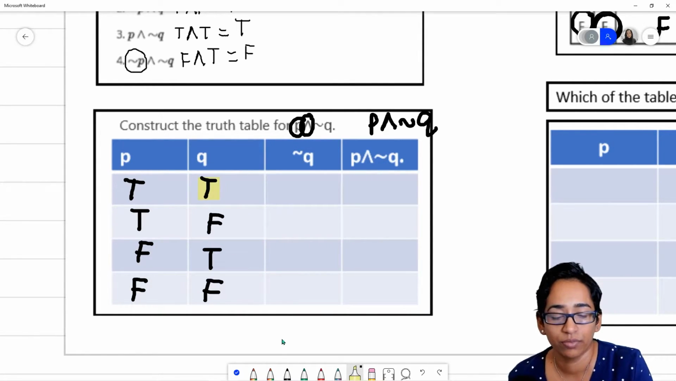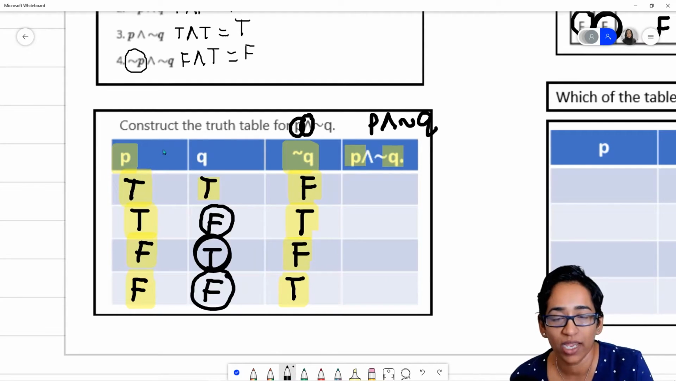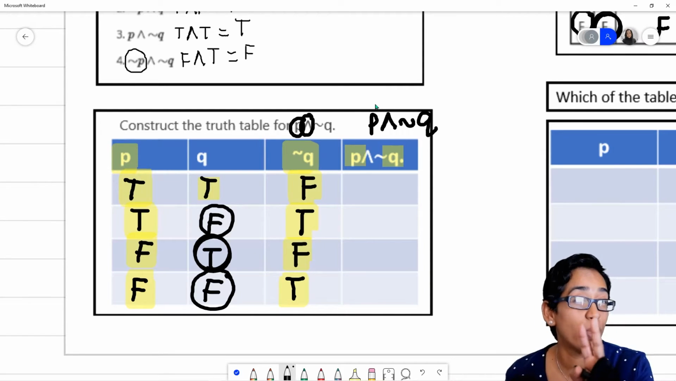Not Q. So true, false. False, negation true. True, negation false. False, negation true. And again, remember which two am I looking at? False, true, false, true. I'm only looking at P and not Q, right? P and not Q, because remember it's P and not Q. All right. This is and. Remember, conjunction is true only when both of them are true.